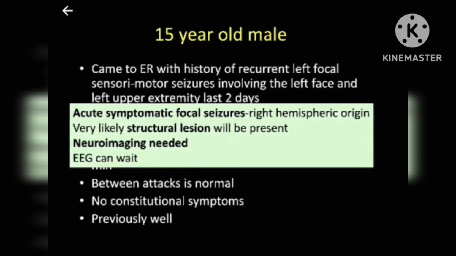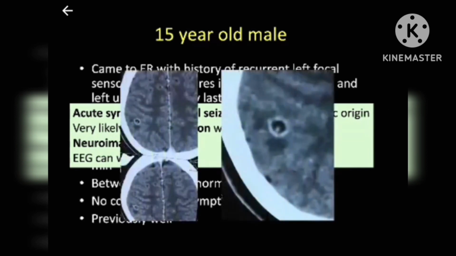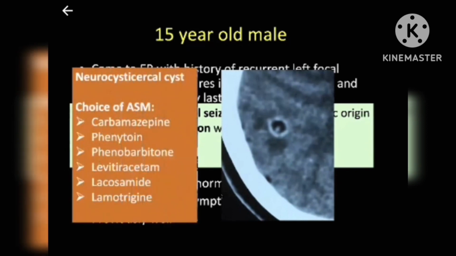So in this patient, unlike the previous patient, the first investigation is not the EEG. The first investigation here is neuroimaging. You see, in the previous patient, you didn't need neuroimaging. In this patient, you will need neuroimaging. And EEG is not going to be contributory. So here, I do the neuroimaging, and I see a very nice neurocysticercal cyst in the parietal region. That's why you got that sensory motor seizure. That's the problem. So you treat the symptom. You don't need to have an EEG for this.